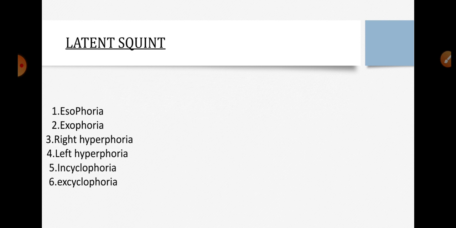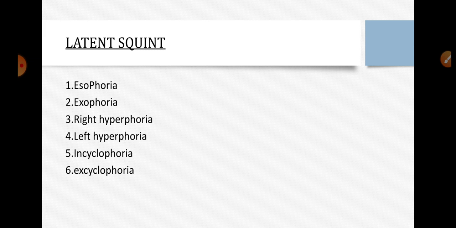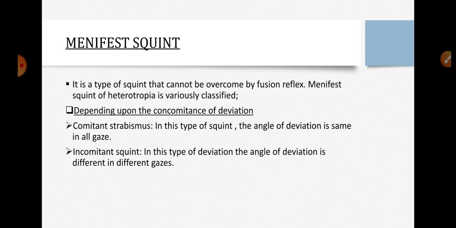Latent squint is of six types: esophoria, exophoria, right hyperphoria, left hyperphoria, incyclophoria, and excyclophoria. Now, manifest squint. If the angle of deviation of the eye is very large, then the eye cannot overcome it with the fusion reflex and squint is seen. That is manifest squint. Manifest squint is of five types: depending upon the concomitance of deviation, the direction of deviation, the constancy of deviation, the fixation behavior, and the time of onset.